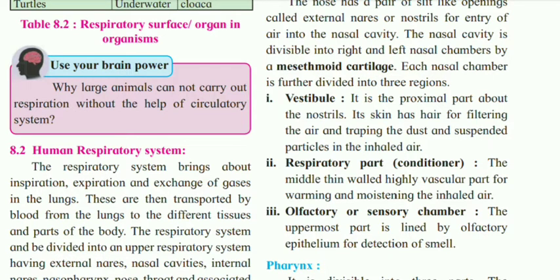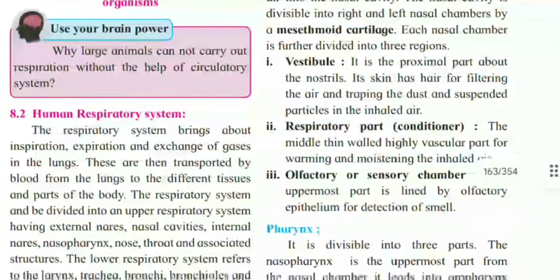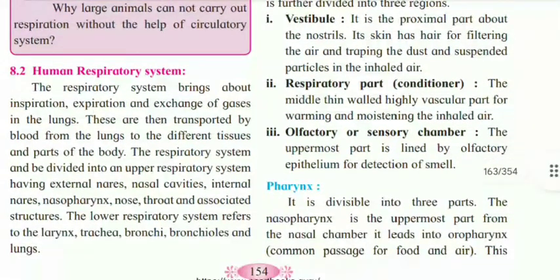Vestibule is the proximal part above the nostril. Its skin has hair for filtering the air and trapping the dust and suspended particles in the inhaled air. Respiratory part, it is a conditioner. The middle thin-walled, highly vascular part is for warming and moistening the inhaled air. Olfactory or sensory chamber, the uppermost part, is lined by olfactory epithelium for detection of smell.